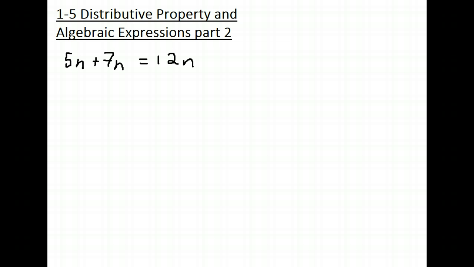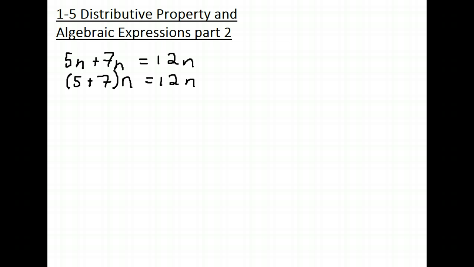The way we would do that is we have open parentheses 5 plus 7, which is similar to our original equation, close parentheses, and an n. So we pulled the n out of each term. So now I have open 5 plus 7, close parentheses, n equals 12n.